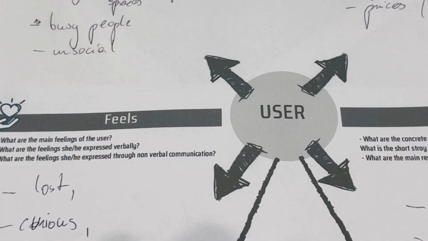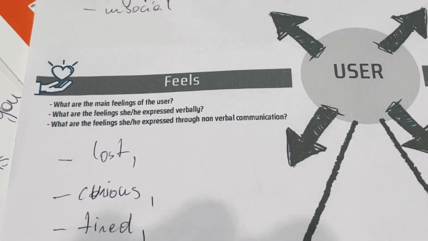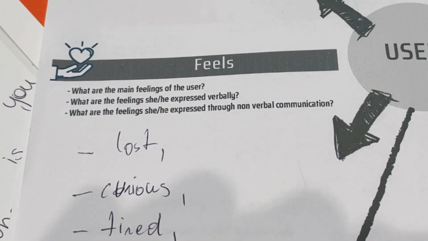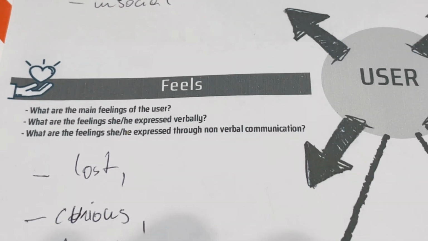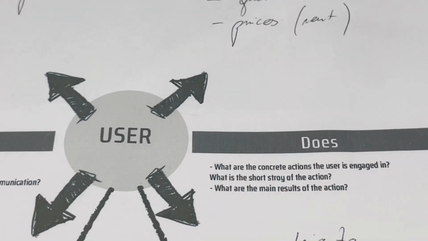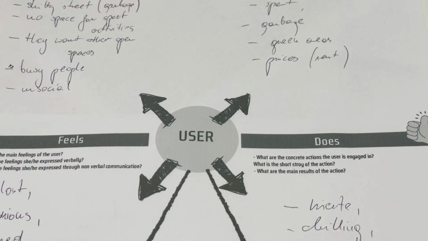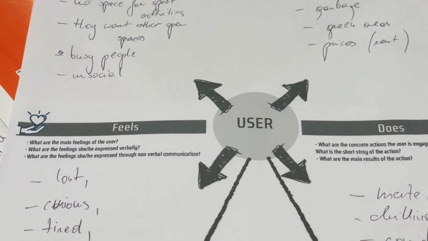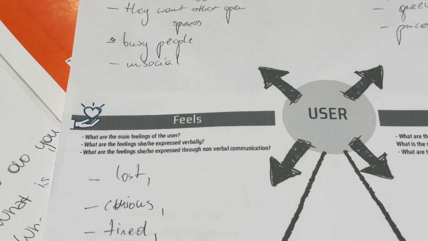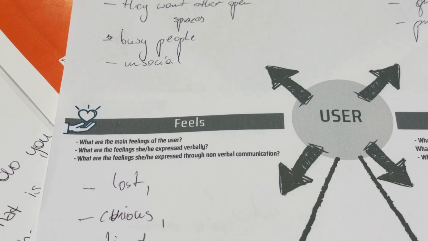The feels quadrant is the user's emotional state, often represented as an adjective plus a short sentence for context. Ask yourself, what worries the user? What does the user get excited about? How does the user feel about the experience?